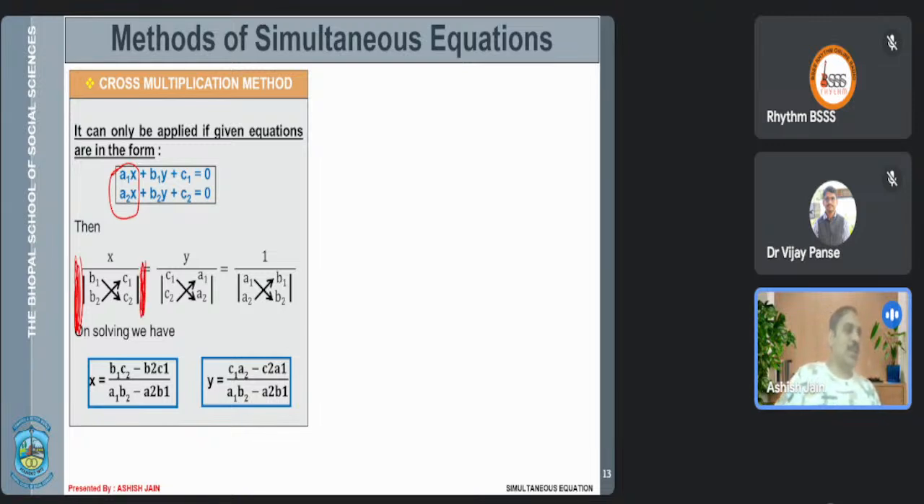This notation is called determinant notation. Similarly, for y, we skip the element of y.